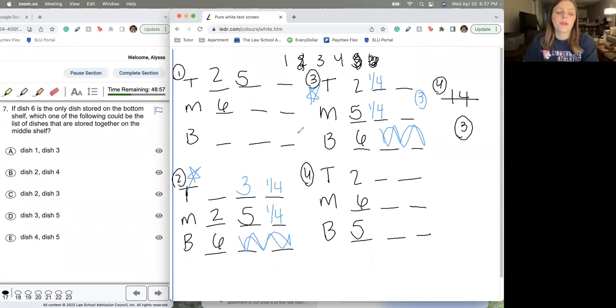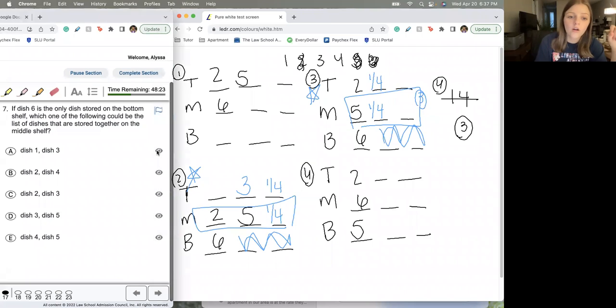So we're looking for something that can be stored. Which one of the following could be the list of dishes that are stored together on the middle shelf? So I'm just looking for the middle shelf, and we're looking for what could be stored together. So that means that in order to choose my answer choice, it has to be the only ones on that shelf. So if I look at answer choice A, 1 and 3, while I could have 1 and 3 on my middle shelf here, it's not my correct answer choice, because in order to have 1 and 3 on that middle shelf, I would have to include 5.